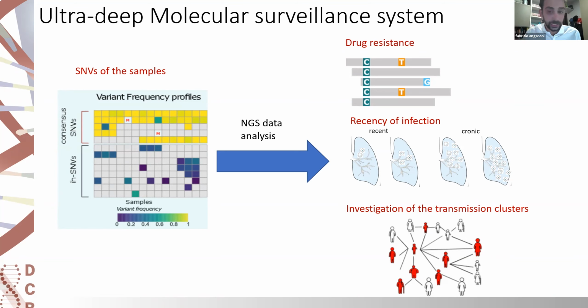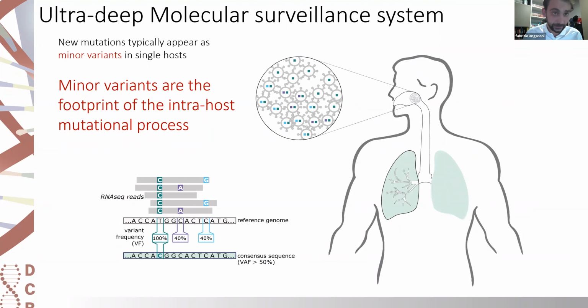Finally, other pipelines investigate transmission clusters and the contacts between individuals. If the bottleneck size of transmission is very large, then you can model this process as a binomial process and try to understand what the contacts between populations are. However, we can say that most minor variants arise inside a single host. So minor variants are the footprint of the intra-host mutational process, the process that is currently working in a host.